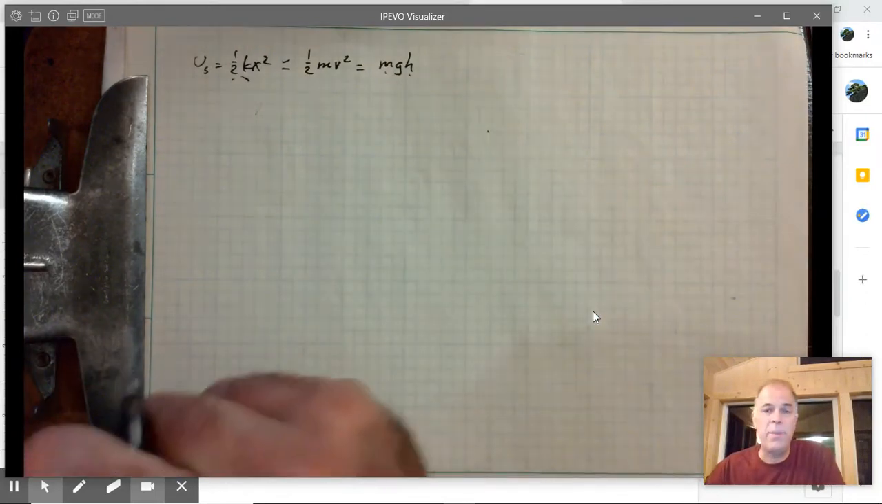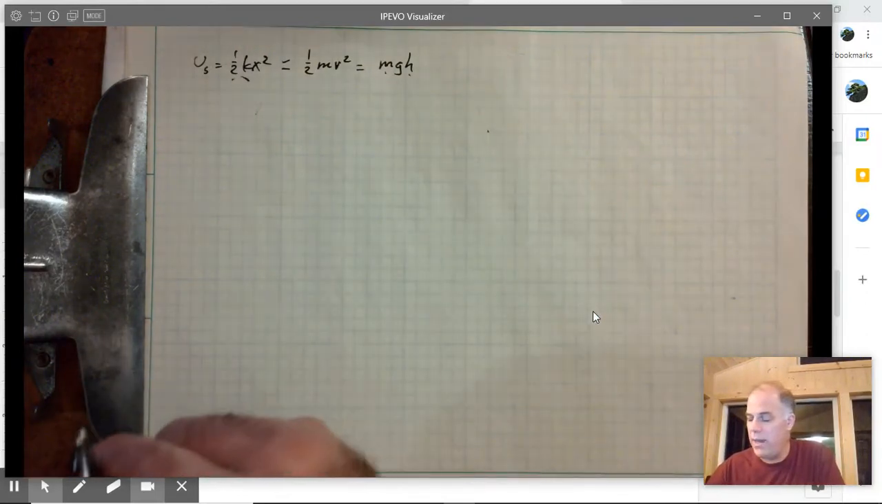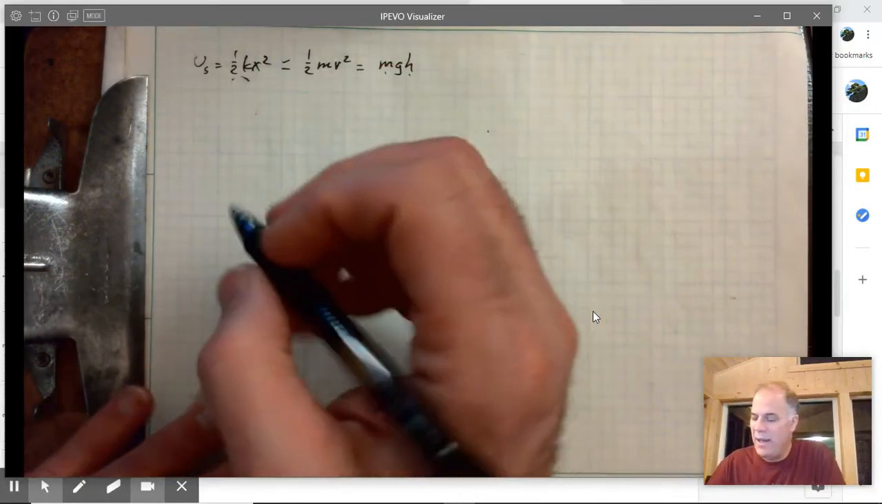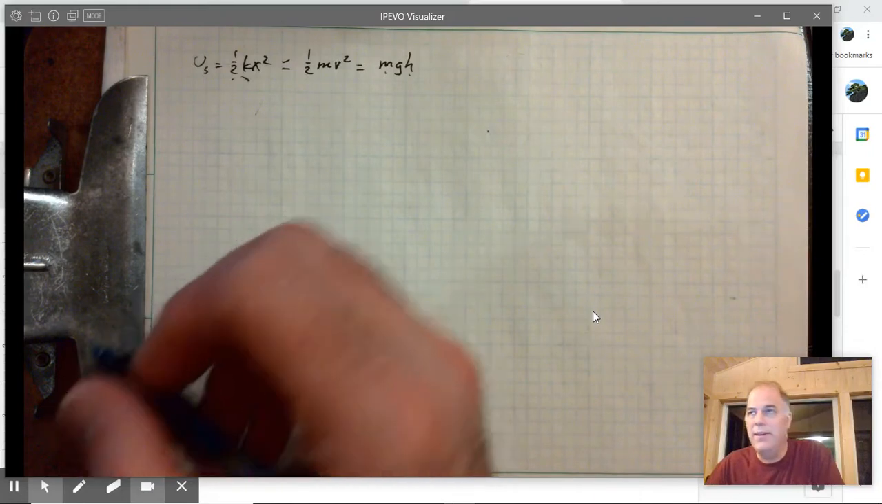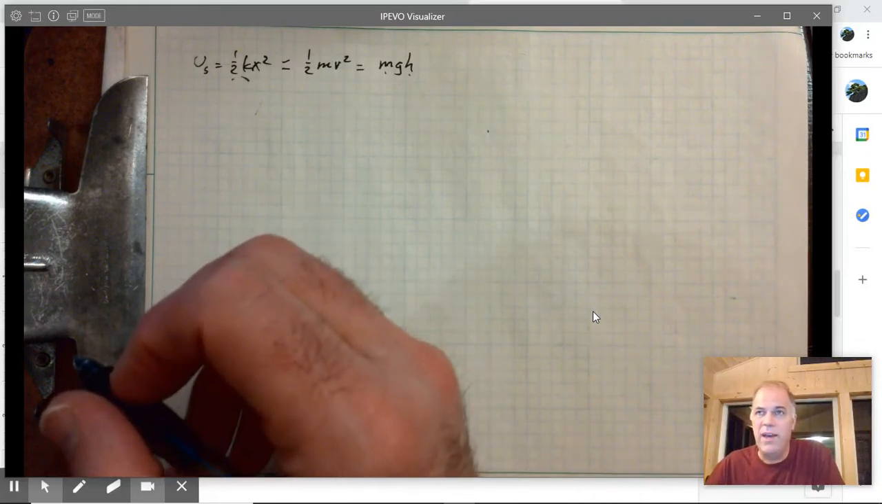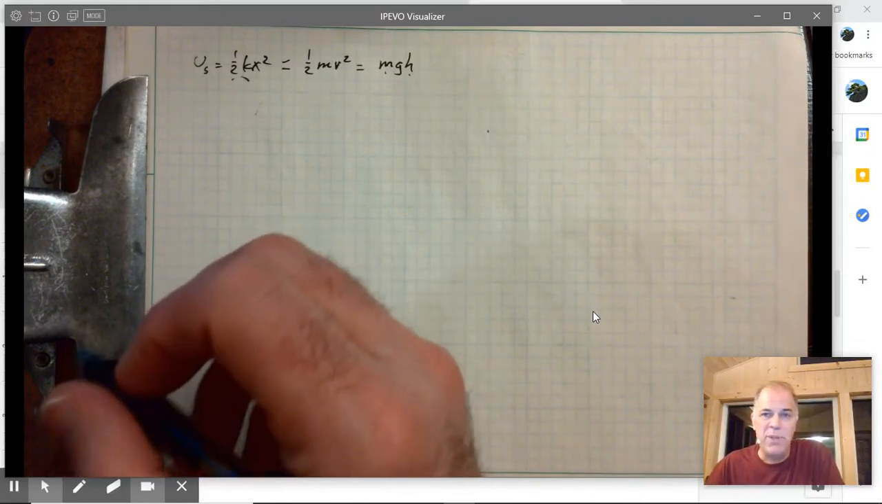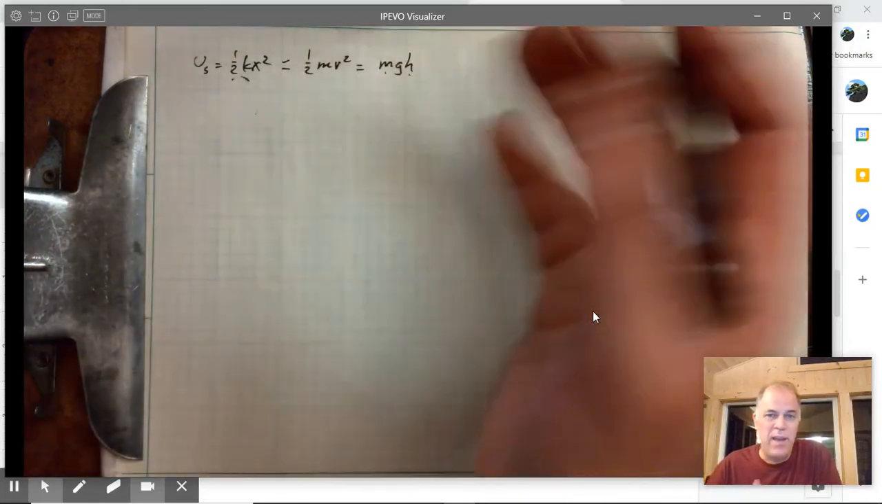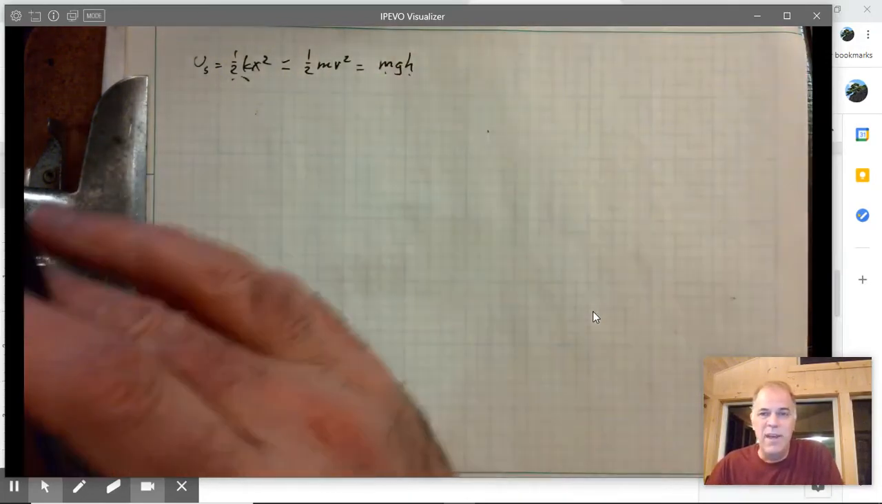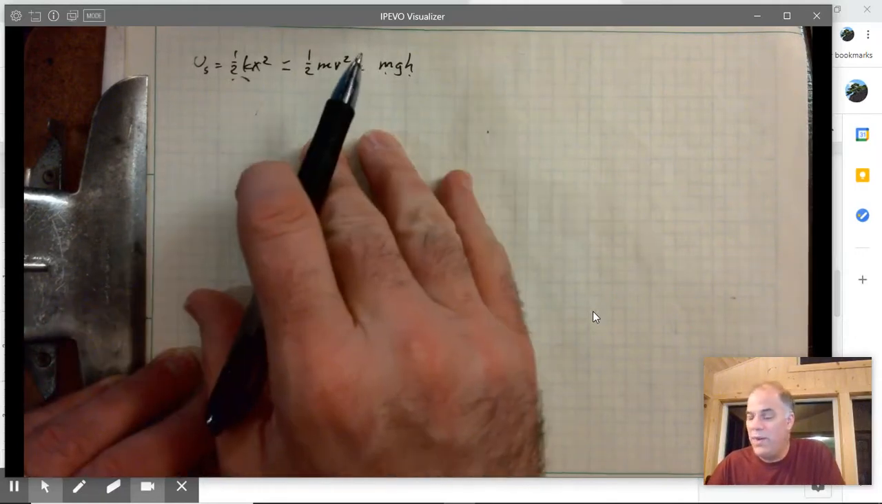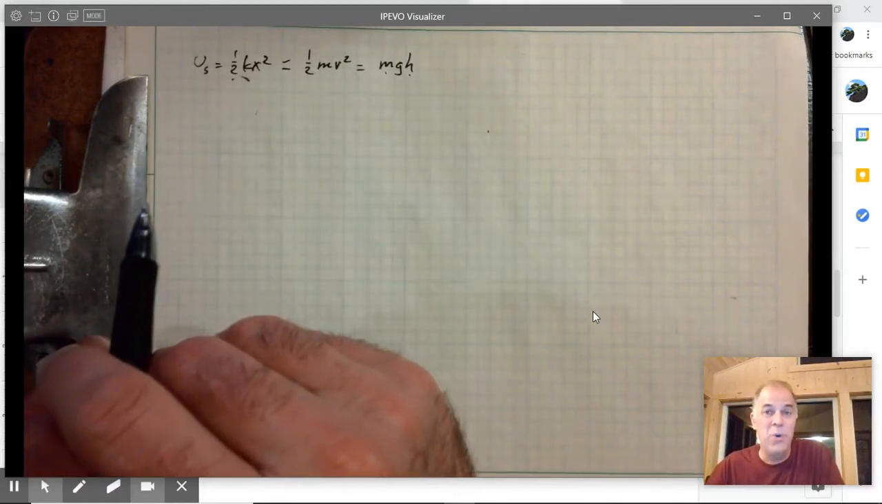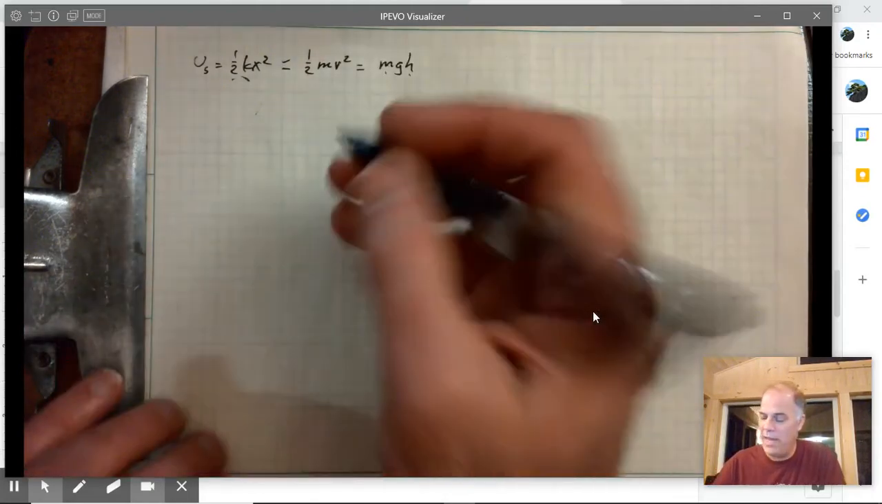So let me show you something else which is kind of interesting that you may appreciate. We spent a lot of time with kinematics about the d equals x naught plus v naught t plus 1/2 at squared. All these big ugly annoying equations. Well, when you understand conservation of energy, you can do away with a lot of those. So let me give you an example of that.